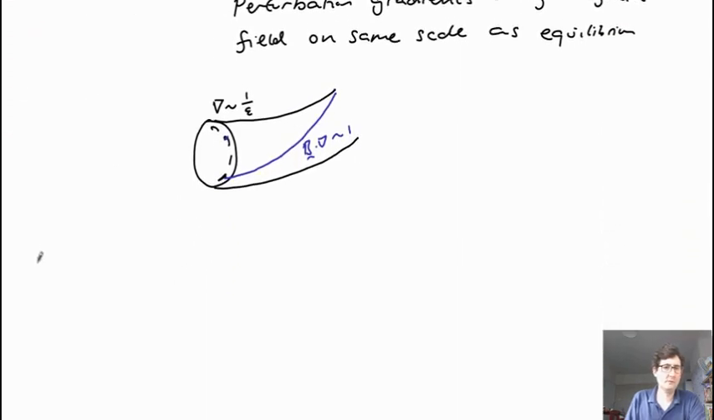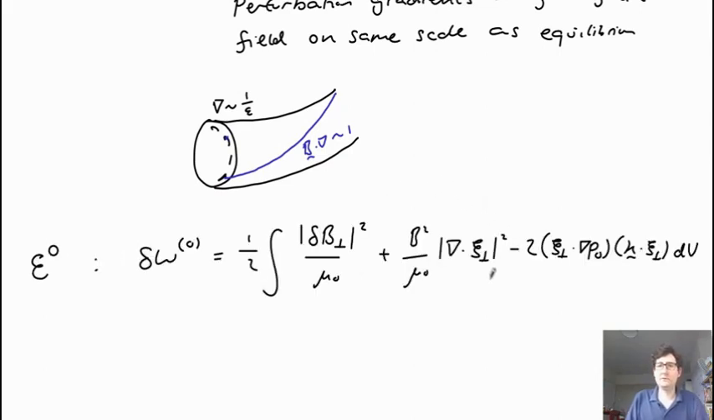So this is the order epsilon to the naught. Here we do a similar trick to before. We essentially choose one of our perturbations. We have a power expansion in psi, and we can choose our psi 1, because this is order 1 over epsilon, to cancel this term out.